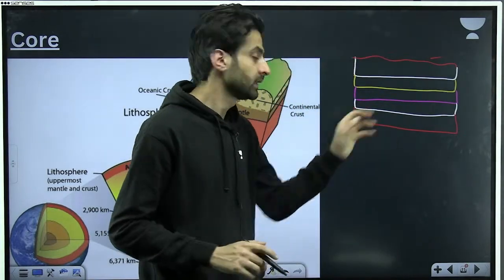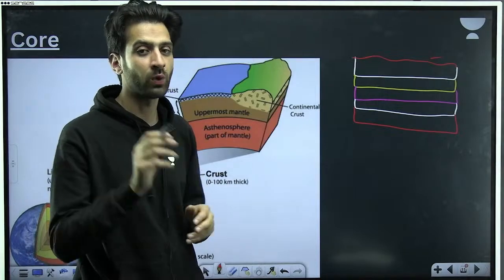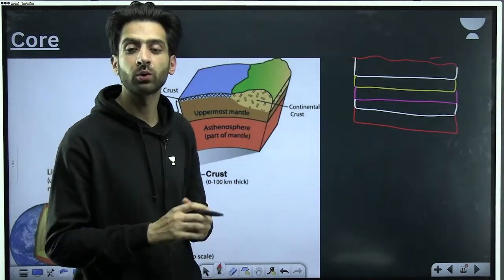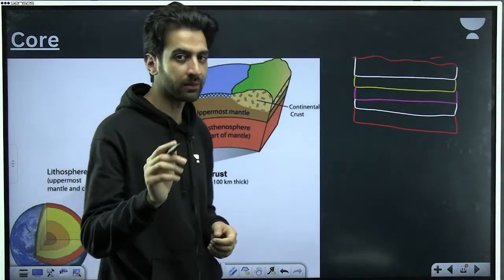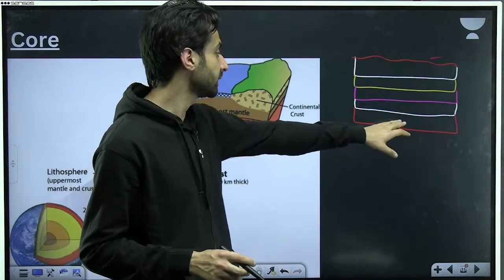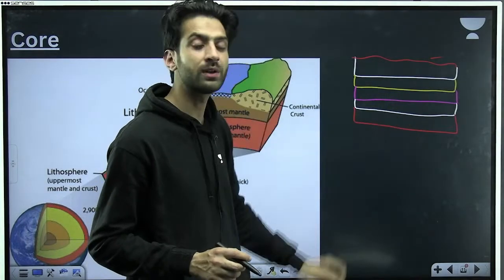Okay, now is it clear? Because of the high pressure, it is in solid state. One more reason for this to be in solid state is because of the rotation of the earth. So there are primarily two reasons. Because of the rotation of the earth, this is in solid state and the outer core is in liquid state.